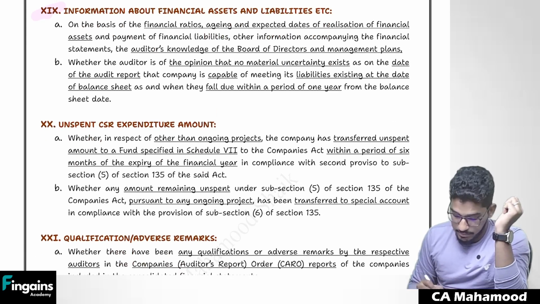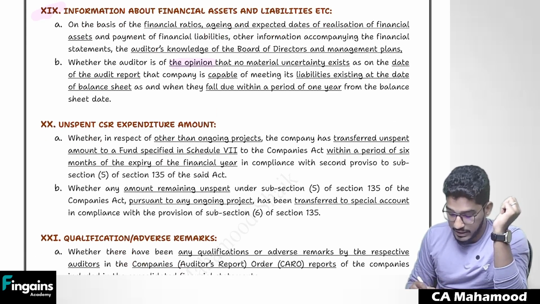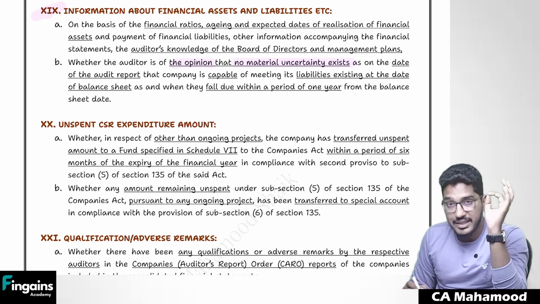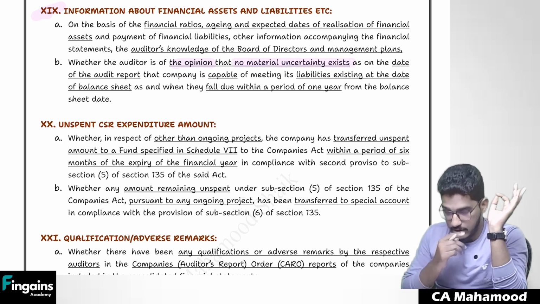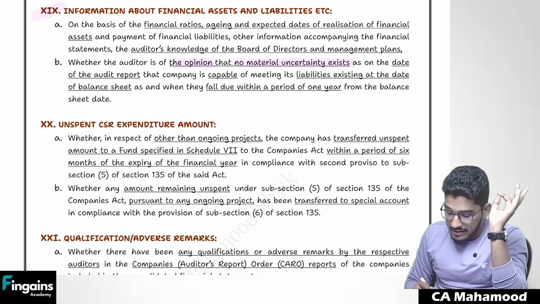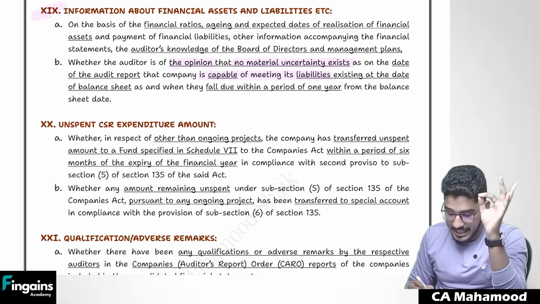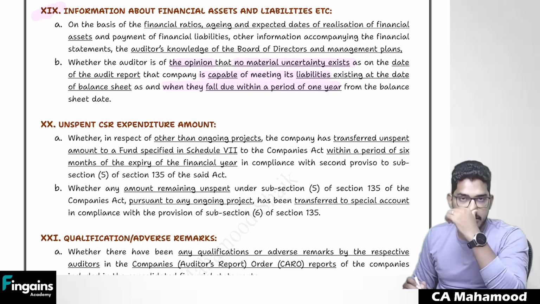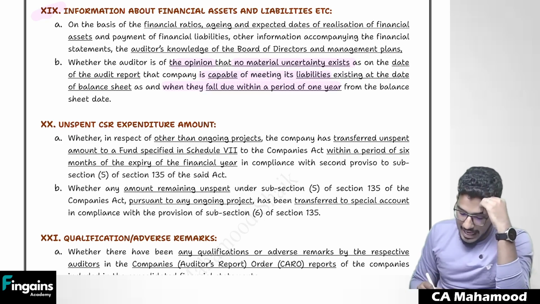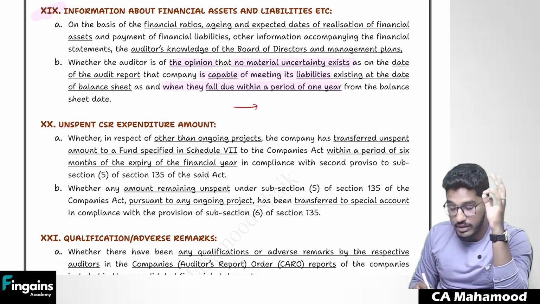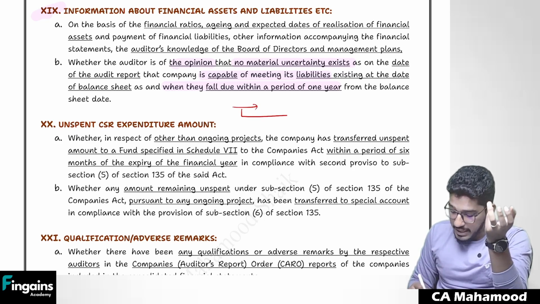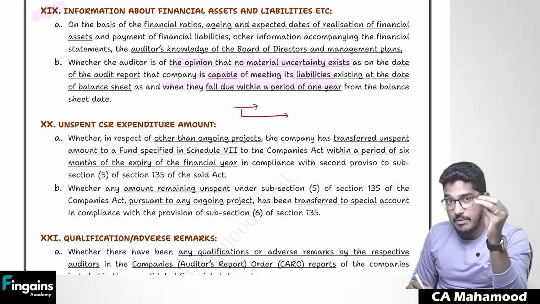So first we'll read the B point. Whether the auditor is of the opinion that no material uncertainty exists as on the date of the audit report, that the company is capable of meeting its liabilities existing as at the balance sheet date and when they fall due within a period of 1 year from the balance sheet date. Nothing but, as on the date of signing the audit report, you have to give your comment. Is the company able to pay its liabilities which fall due within a period of 1 year?